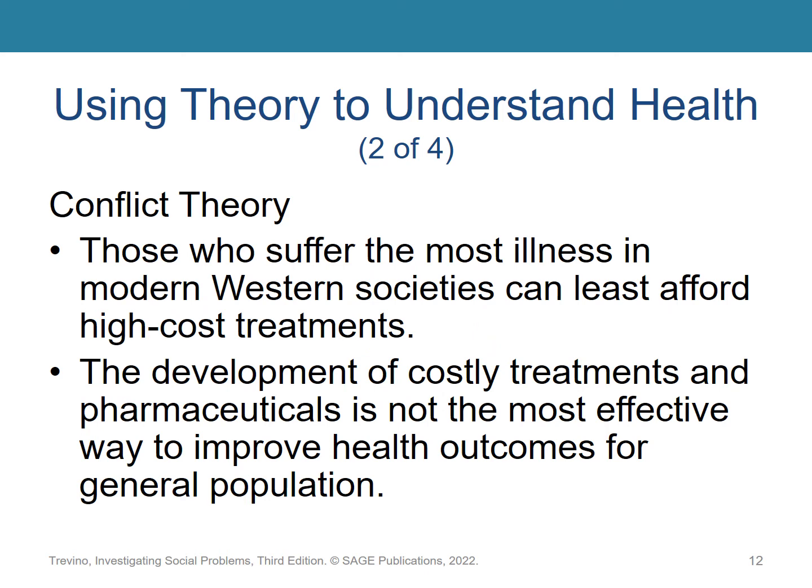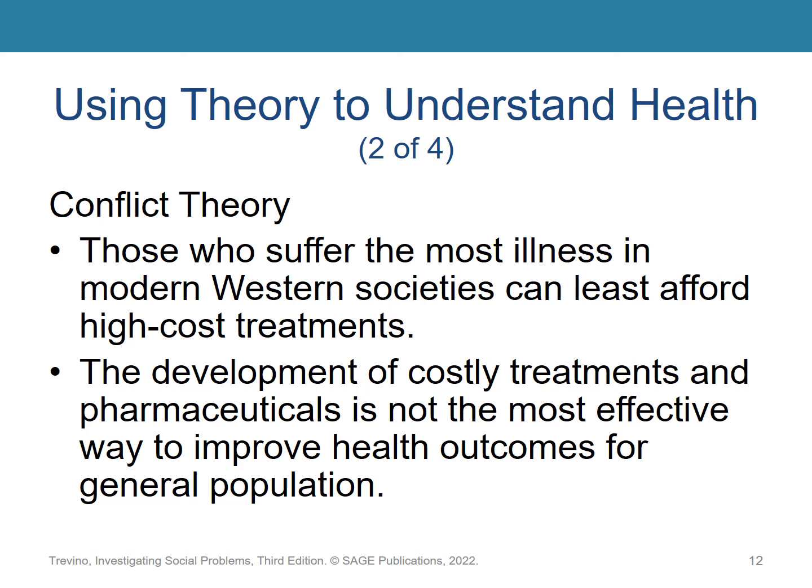Conflict theory: those who suffer the most illness in modern Western societies can least afford high-cost treatment. We tend to see that. We see a ton of, or you see at times, a higher disease presence in certain communities of color, especially diabetes, hypertension, and those heart-related issues, and some cancers as well. So this might be very vital to understand. The development of costly treatment and pharmaceuticals is not the most effective way to improve health outcomes for the general population. So not just looking at prescribing medicine, but also, while utilizing medicine, looking at the psychological and social factors that influence.